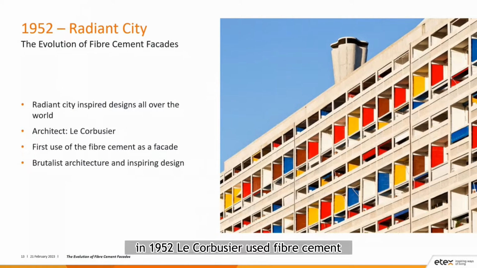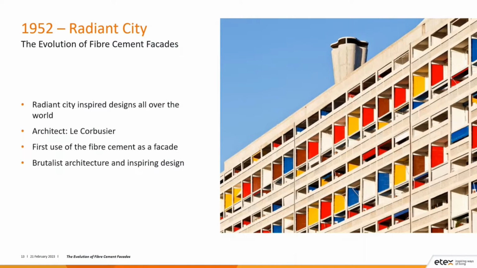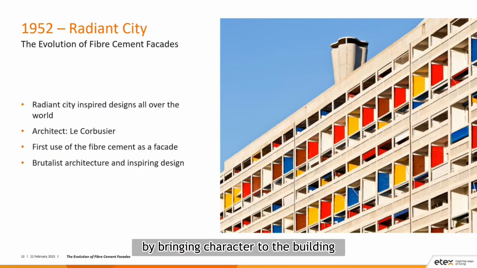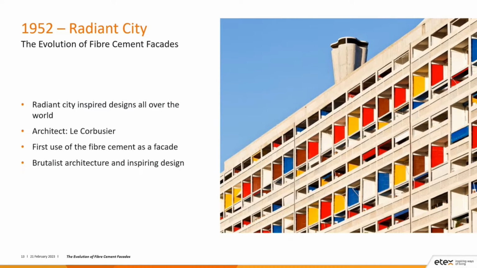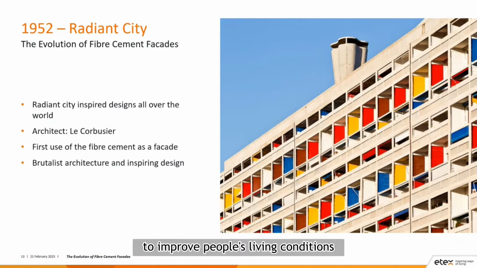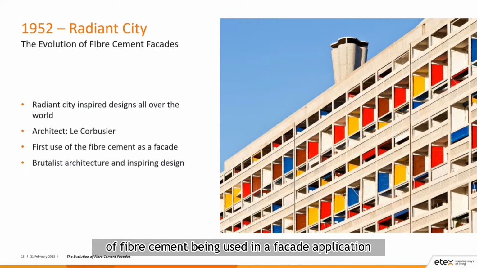In 1952, Le Corbusier used fibre cement for the first time in a facade. So this was in a social housing project in Marseille. The goal was to improve people's living conditions by bringing character to the building. So the fibre cement you can see here is in the dividing wall. You can see the colourful red, brown, yellow, blue dividing walls. This was the intent, to use the fibre cement to improve people's living conditions through this project here. So it was also the first year, back in 1952, of fibre cement being used in a facade application.